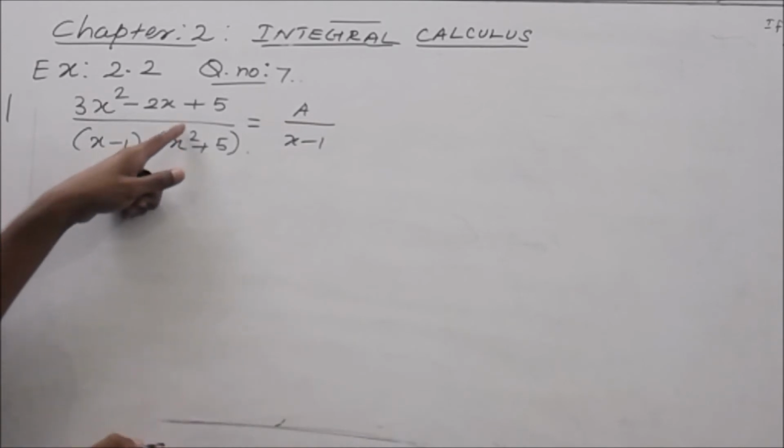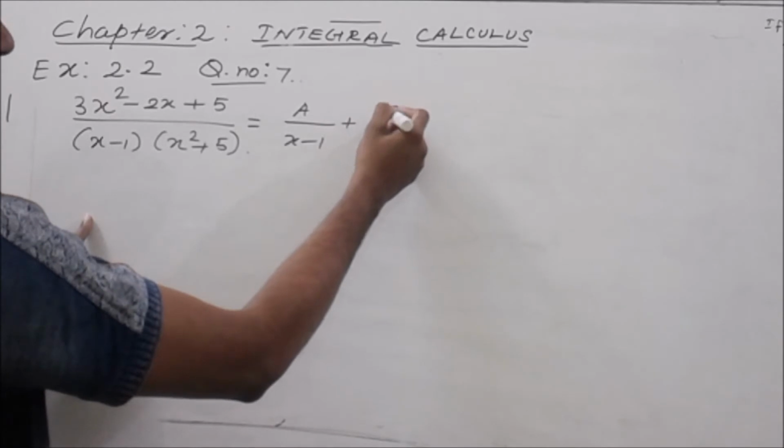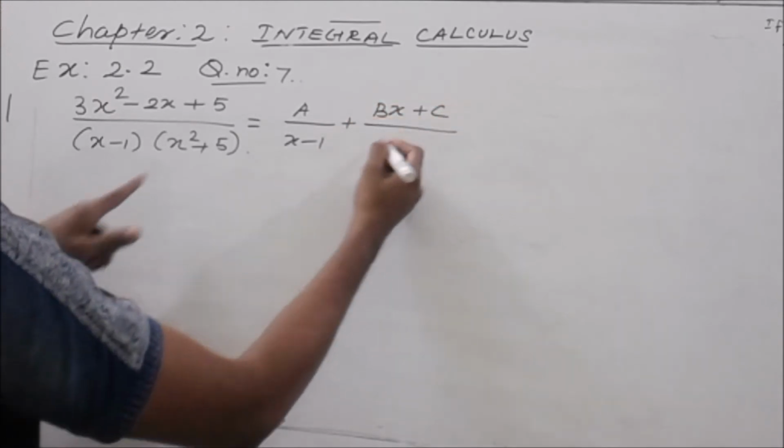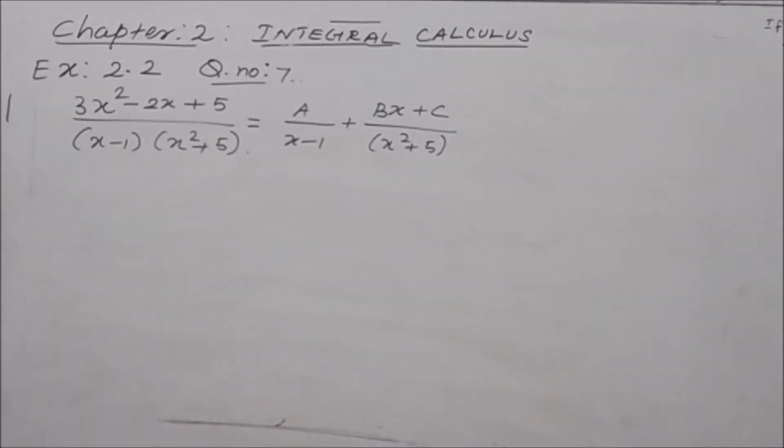Here we have power 2, so we assume two variables for that: one is bx, and another one is c by (x² + 5). There are types in splitting a given fraction partially. We learned this in 11th standard, and the same method we are using here.